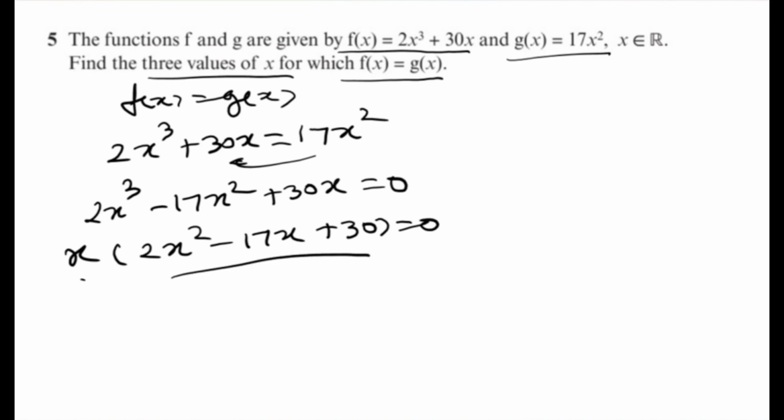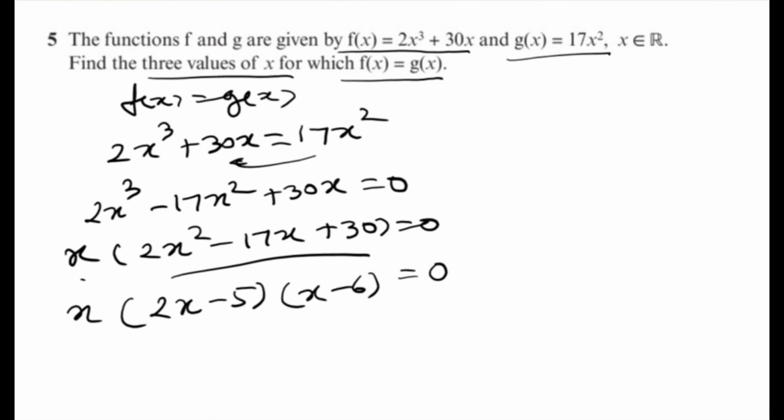Now to get the 2 other values, we have to factorize this quadratic expression. You know how to factorize it, so you can get the factors 2x minus 5 and x minus 6. I'm not going into detail. Here you can do splitting the middle term or you can use the quadratic formula to do that. So we are getting 3 factors here.